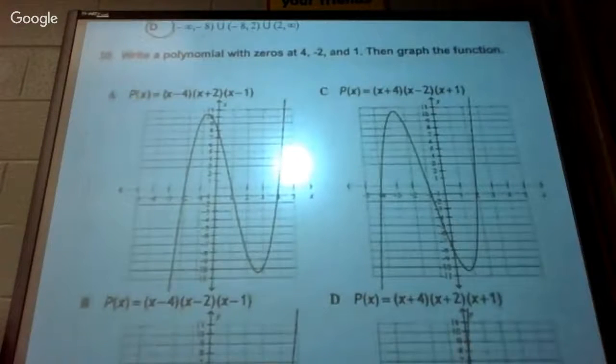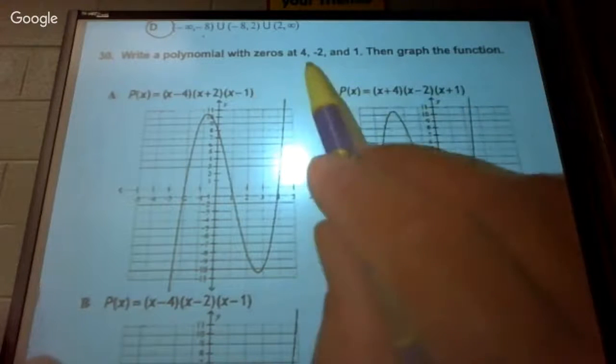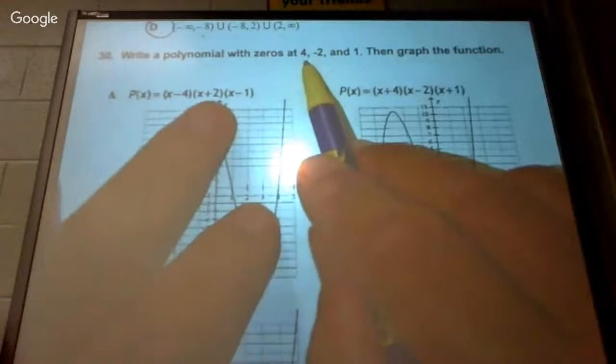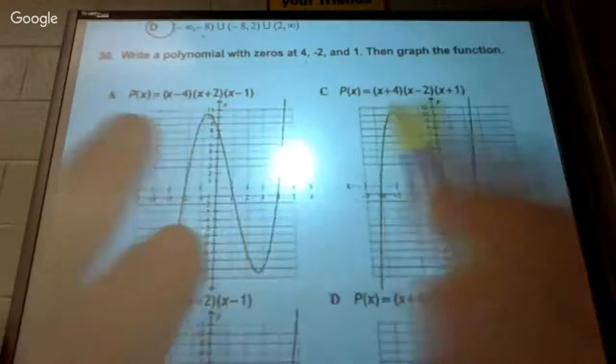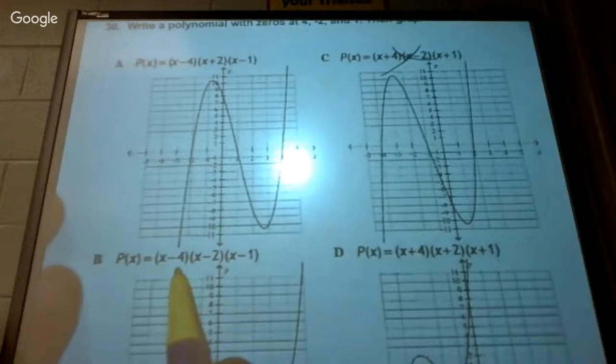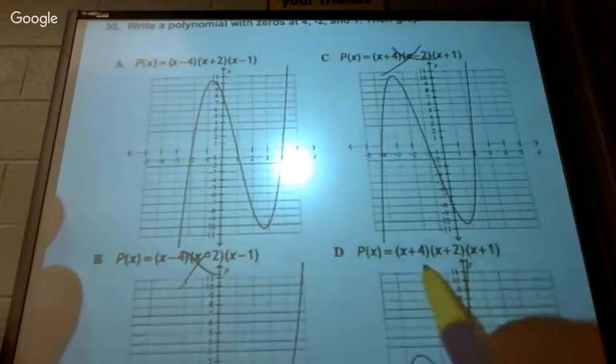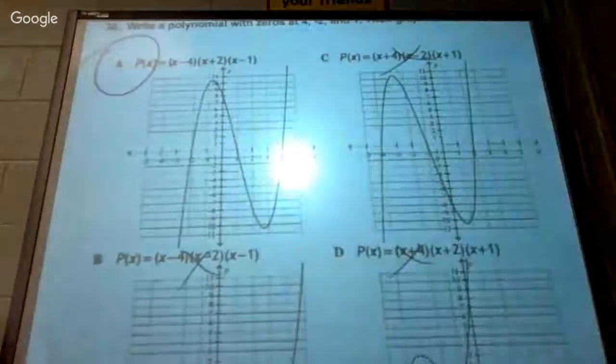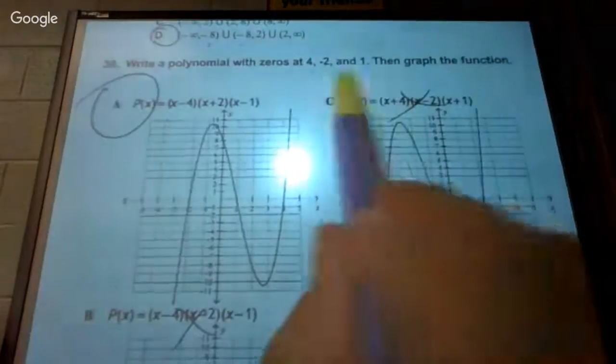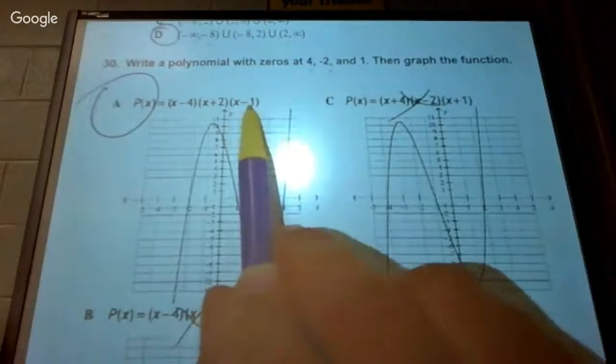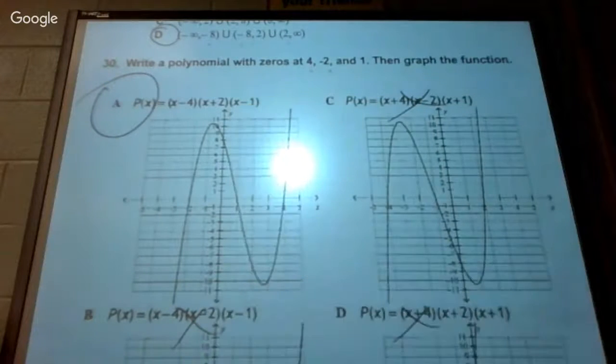Number 30, where are your zeros? Negative 4, negative 2, and negative 1. So it has to be x plus 4, x plus 2, x plus 1, opposites inside parentheses. That one looks pretty good. This one's not right. That one's not right. That was not right. So A is the answer. Just because, remember, they have to be opposites inside parentheses. It's like I taught you day 1.